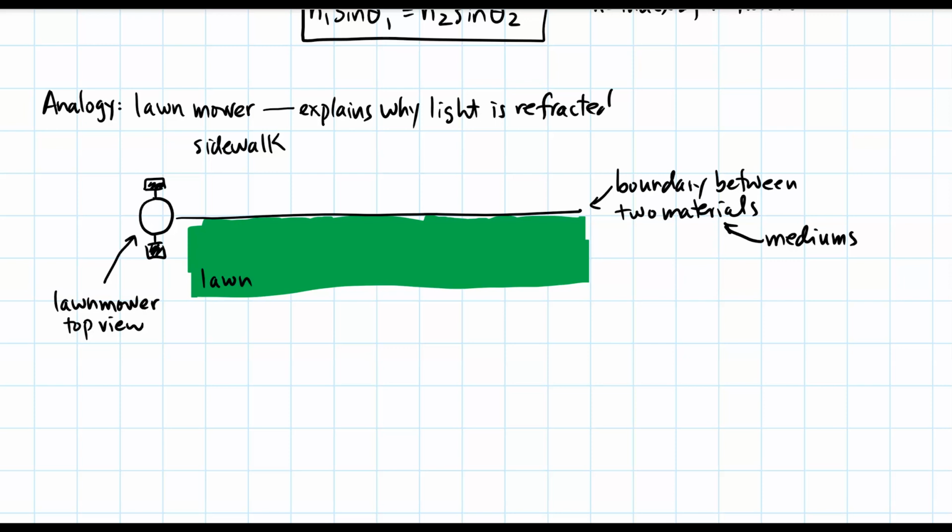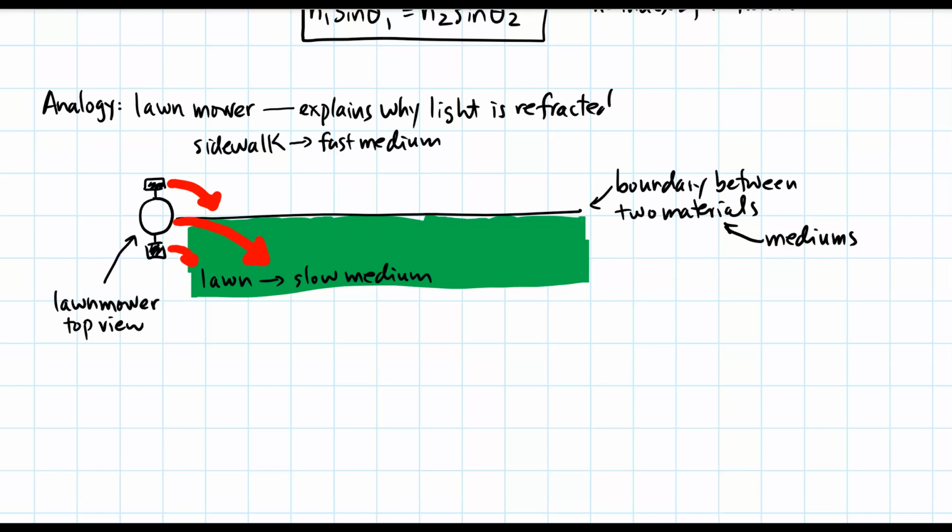So if I focus on the tire, the sidewalk represents a fast medium. That means that the tire will move faster on the sidewalk than on the lawn. As one pushes the lawnmower, the faster tire is going to move faster, the slower tire is going to move slower, and as a consequence, there's an overall bending of the lawnmower towards the slower medium.